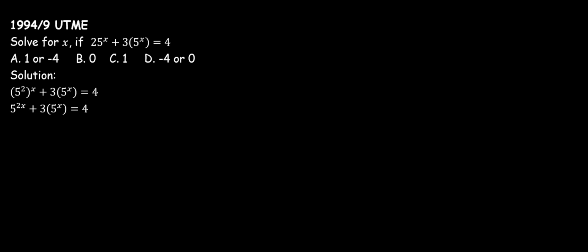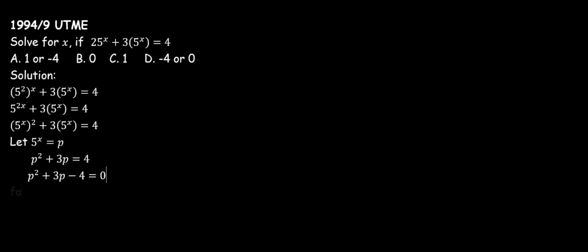That is the same as (5 raised to power x) squared, plus 3 into (5 to the power x), is equal to 4. Now we can represent our 5 raised to power x to be equal to p. Let 5 raised to power x be equal to p. p squared plus 3p will be equal to 4, properly presented as p squared plus 3p minus 4 is equal to 0.